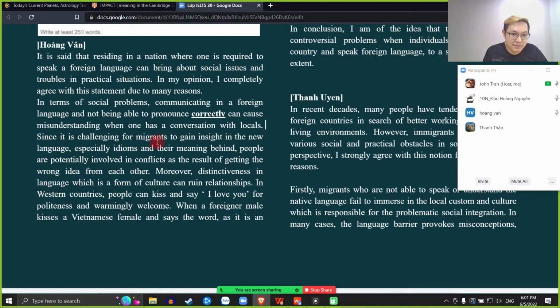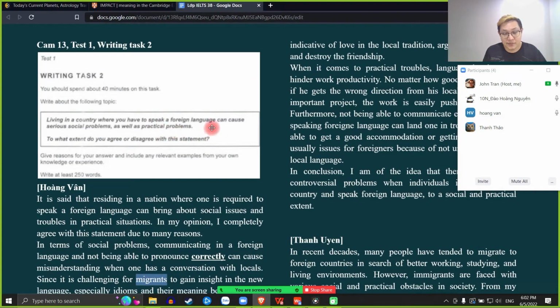Since it's challenging for migrants to... Wait. If you have to speak a foreign language in a country, it doesn't mean that you are a migrant. Cái chuyện này là khi mà cái đề bài này nó nói là mình phải sống một đất nước mà mình phải nói tiếng nước ngoài, không có nghĩa mình là người dân nhập cư nha. Ví dụ như mình là người Việt Nam ở nước Việt Nam đi, nhưng mà phải nói tiếng Anh với người nước ngoài đi thì sao? Mấy bạn có từng nghĩ đến những cái chuyện như vậy chưa? Cho nên không thể nào đánh đồng như là cái tình huống này mình là migrant được nha.